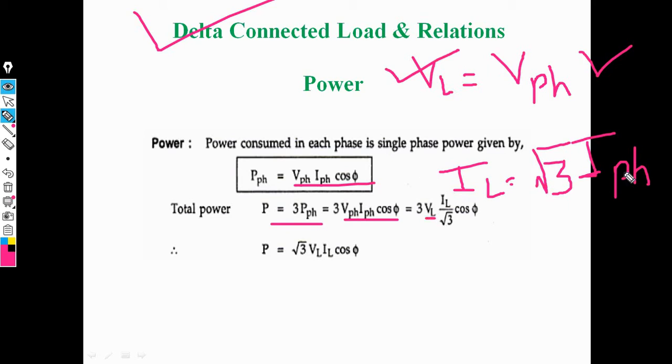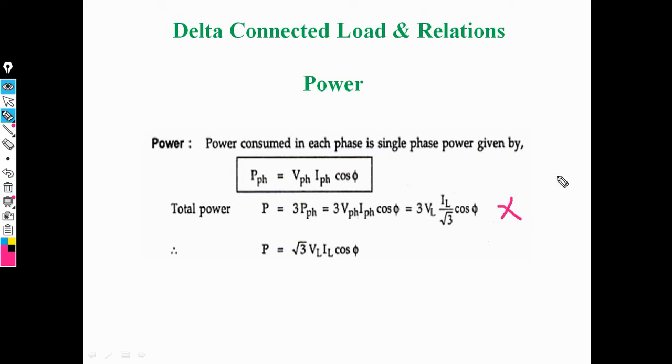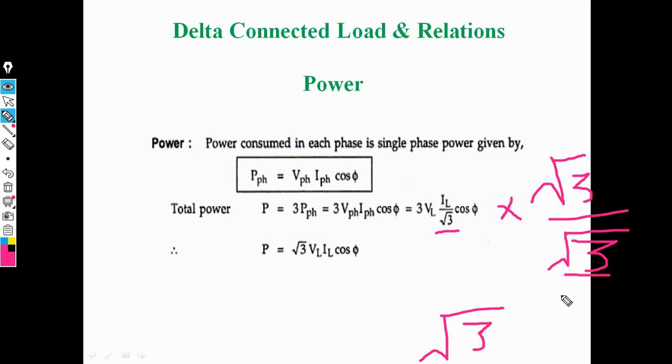Then rearrange the equation for IPH. IPH is equal to IL upon root 3. Then this value is put here, that is IL upon root 3. Now here we multiply and divide by root 3. Then root 3 into this root 3, we obtain 3.